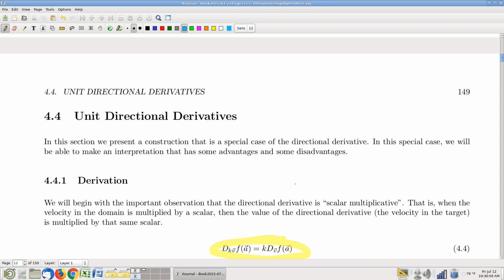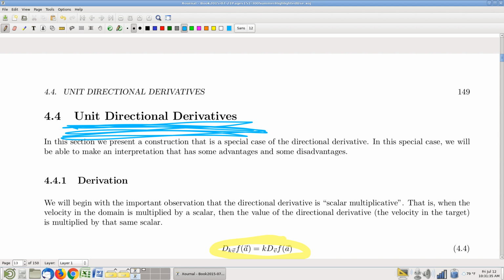Okay, so let's talk about unit directional derivatives. Now again, this is this kind of alternative perspective on directional derivatives. Pros and cons. The obvious disadvantage of considering unit directional derivatives only, in other words, of only allowing your velocity vector to be a unit vector, is that now your velocity vector can only be a unit vector. You're restricting the breadth of application. This only applies to a much more restricted set of cases.